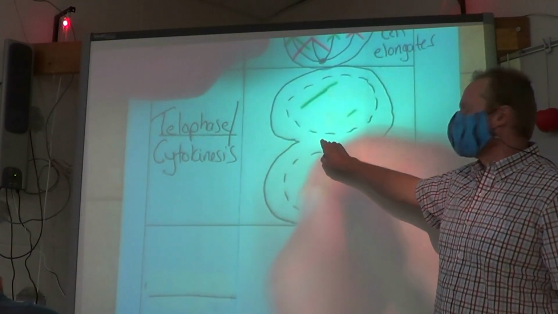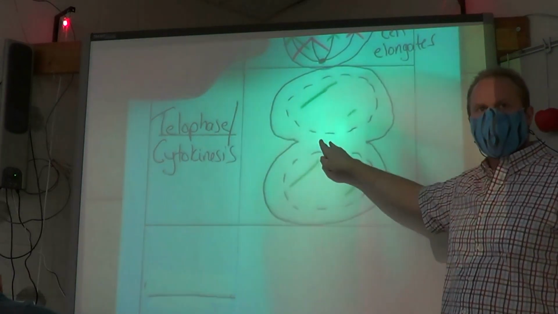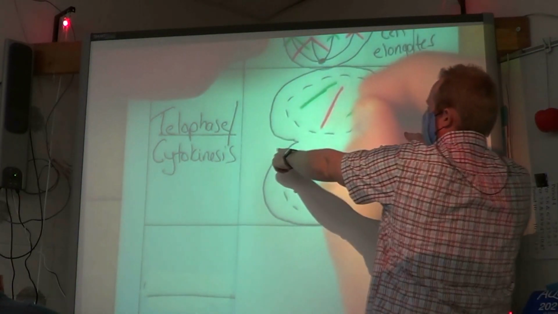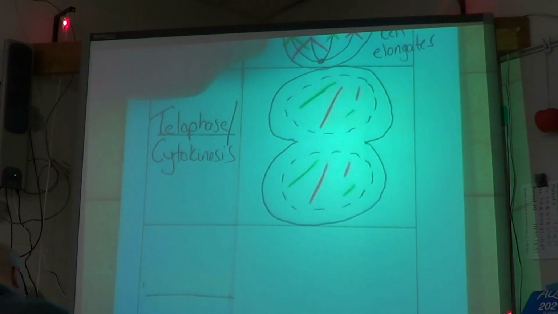So a cell plate is really the formation of a new cell wall, but it's kind of from an inside-out growth. So we have DNA that is split.